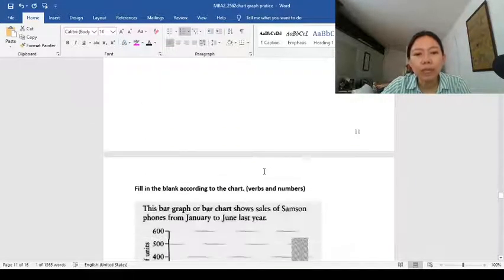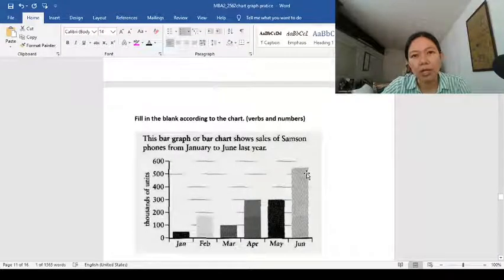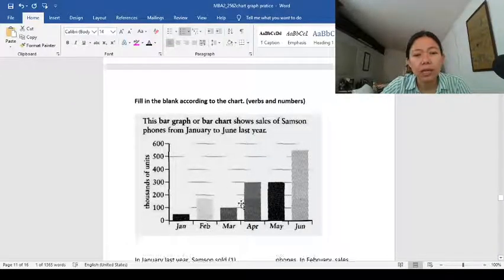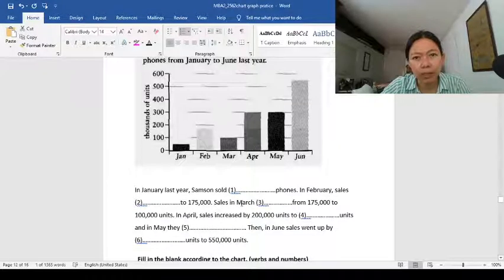Well, we'll do the same with this bar chart. So this bar chart shows sales of Samsung phones from January to June last year. So in this bar chart, we have the vertical lines here which represent thousands of units sold. And so here represents 100, here represents 100,000. And then in the horizontal lines, we have the months. So I would like you to study this bar chart and then fill in the missing words here.